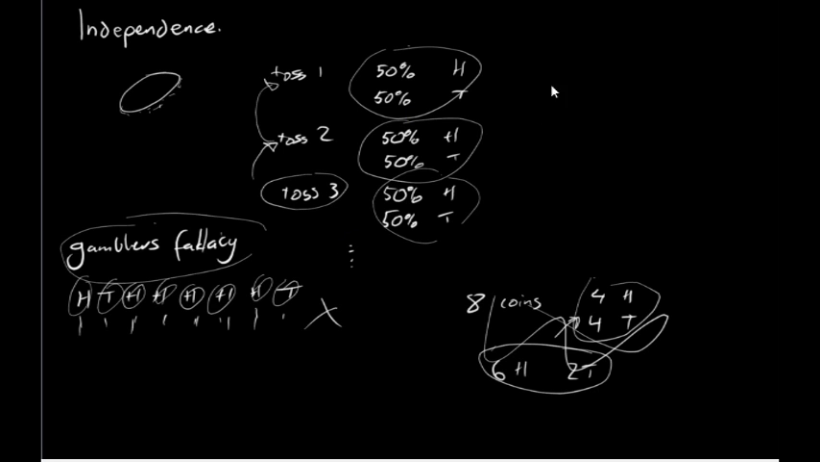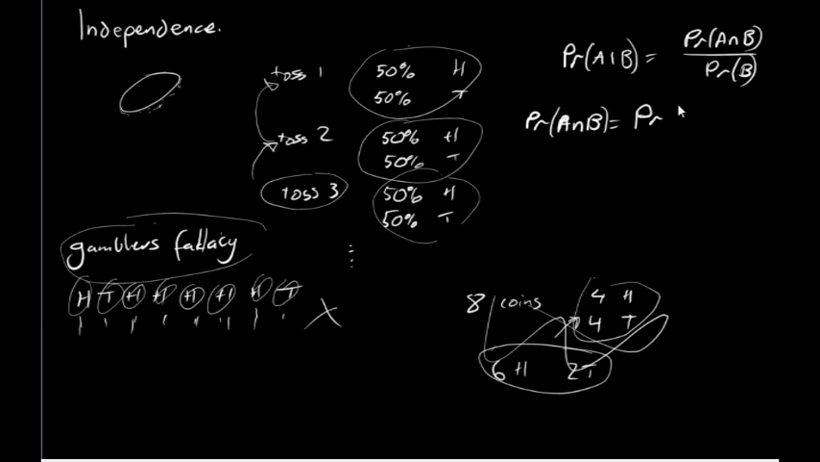Now we had a look in the last section at the probability of A given B, and we found that it's the probability of A and B divided by the probability of B. And then we rearranged that, so we found the probability of A and B is the same as the probability of B times the probability of A given B.